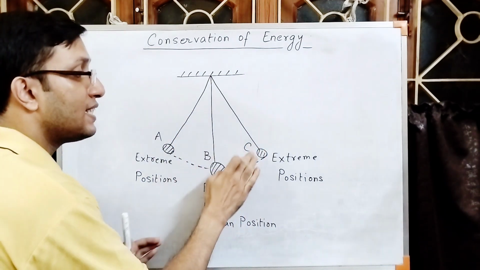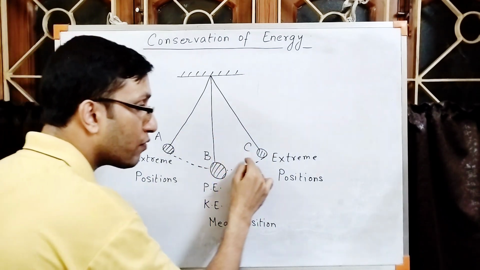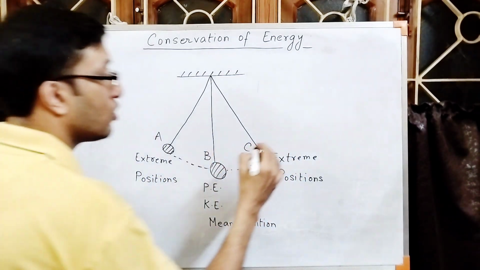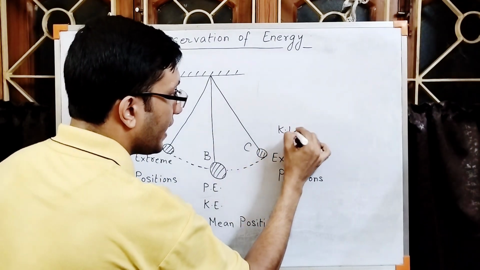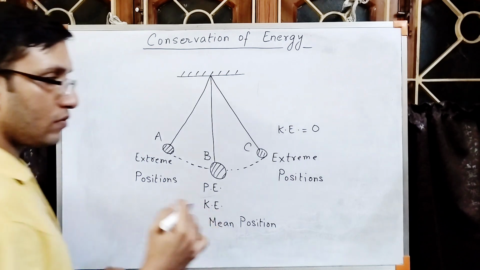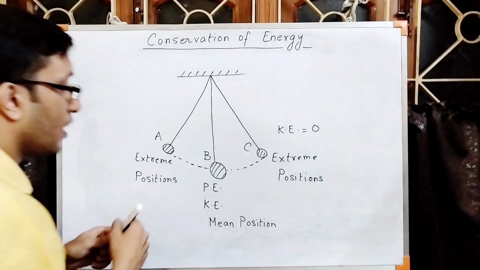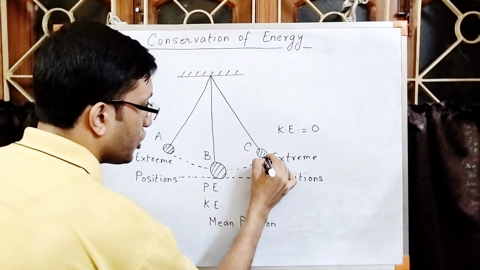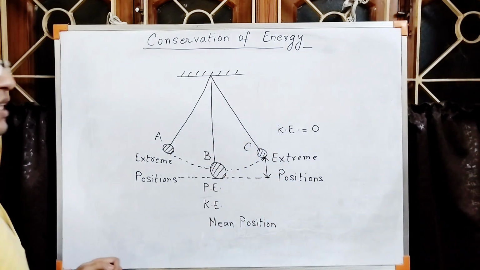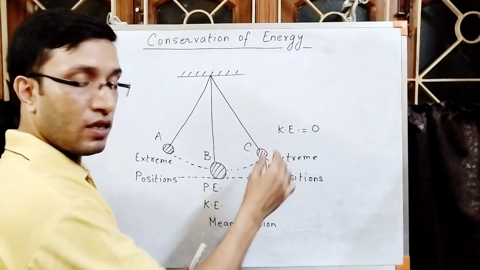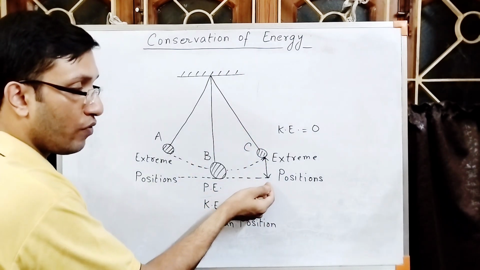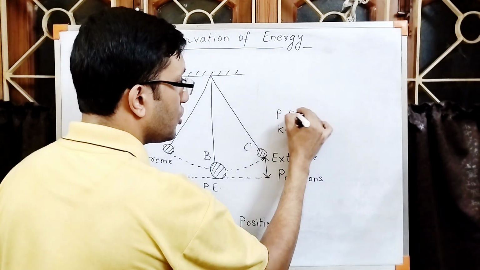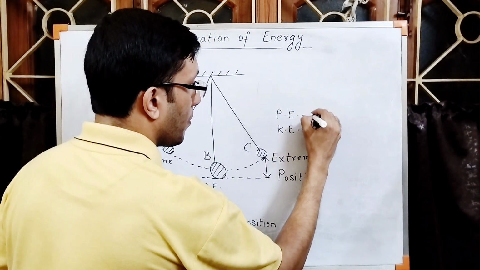Because otherwise, if still some velocity would have been left, then the bob would have crossed this position as well, it would have gone here, but it stops here. That means velocity becomes 0, right? So at the extreme position, kinetic energy becomes 0. Now, this is at this much height from the ground. That means at the extreme position, the bob has certain height which it has acquired from the ground. So therefore, at the extreme position, potential energy becomes maximum.